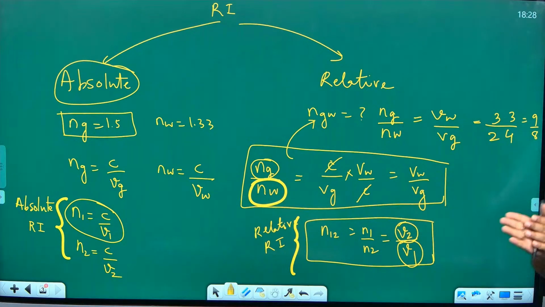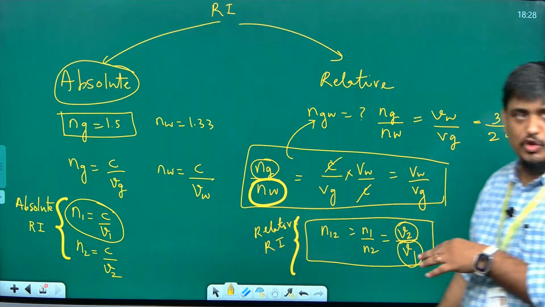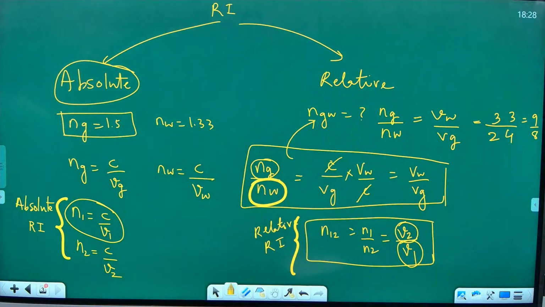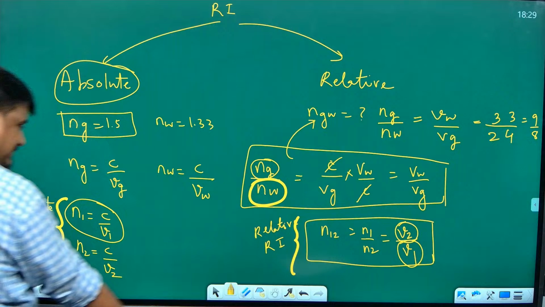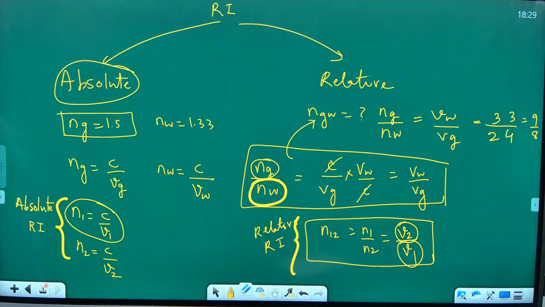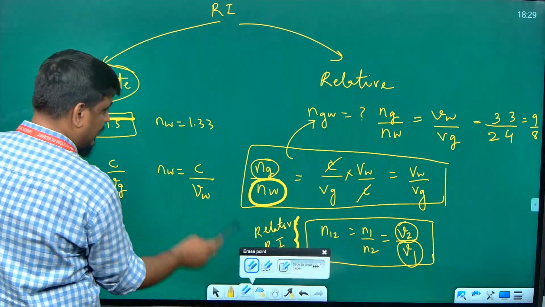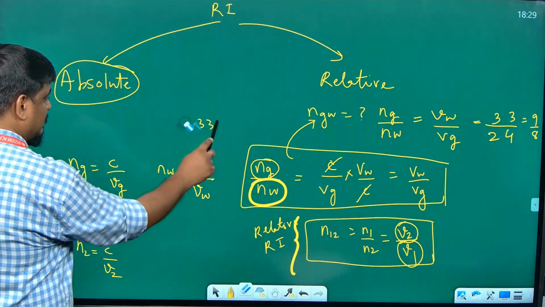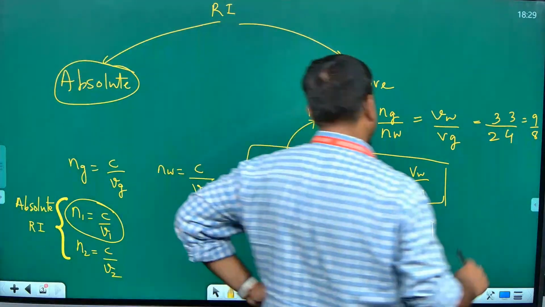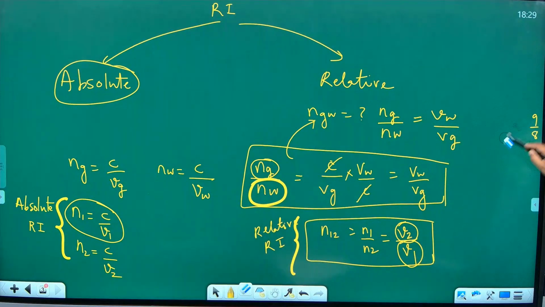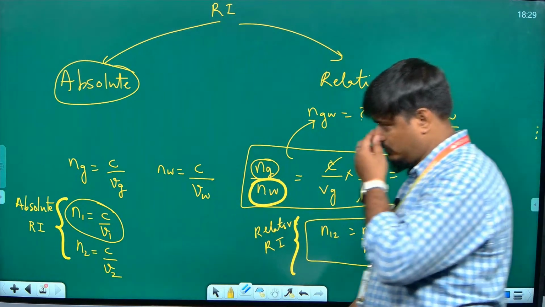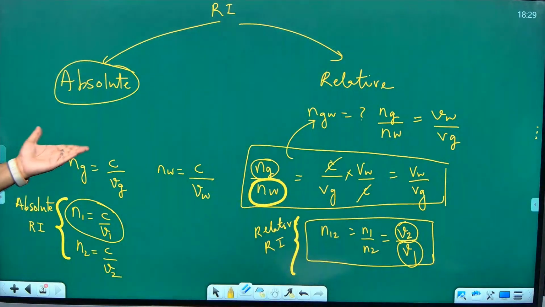I'll repeat, Ryan. First you copy this. Those who are writing, please copy it first. This board is important, you copy this. Sir, C is V of A. C is V of A, speed of light in air. Exactly. Whenever I am mentioning C, it is V of A only. So these things need not be written. With that example, you can write.